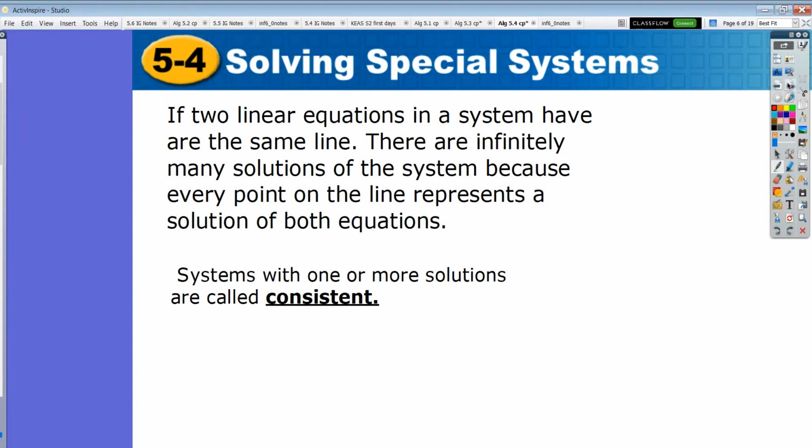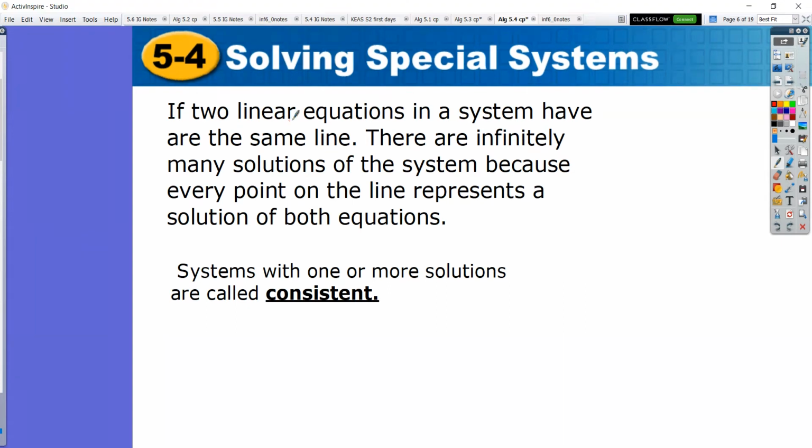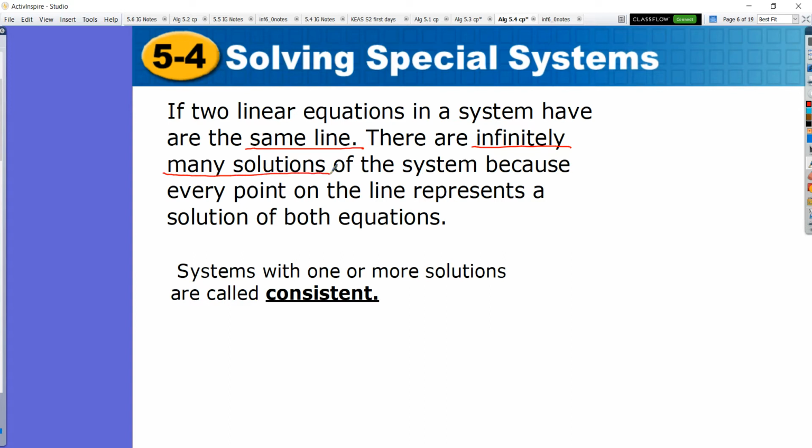Okay, another type of special system that we can have is if both linear equations in the system end up being the same exact line. Okay, so if they are both the same exact line, they are going to have infinite solutions, because they're always going to be sharing the exact same points on the line. All right, so if we have a system where we have one solution or more than one solution, we call that a consistent system.